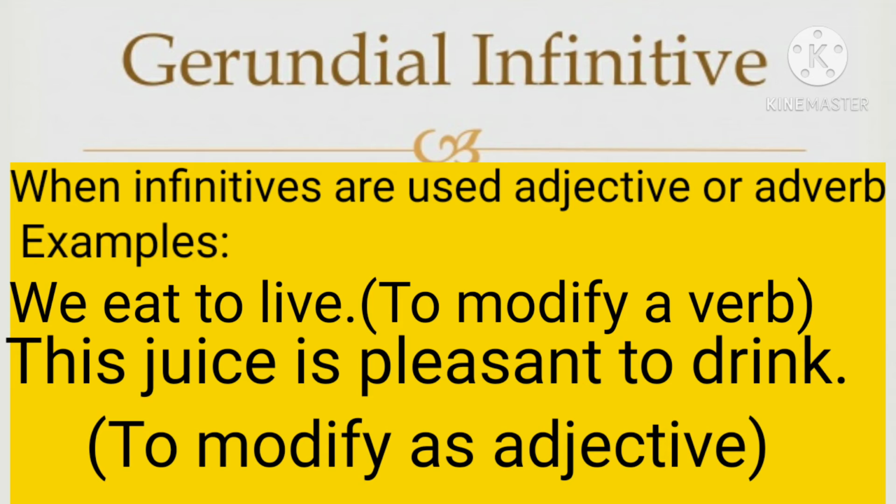Now gerundial infinitive. Gerundial infinitive means infinitives which are used with adjectives and adverbs, isn't it? Here are the examples for gerundial infinitives. We eat to live. Here we are modifying a verb. This juice is pleasant to drink. Here also it modifies as an adjective. Now, understood using these two examples?